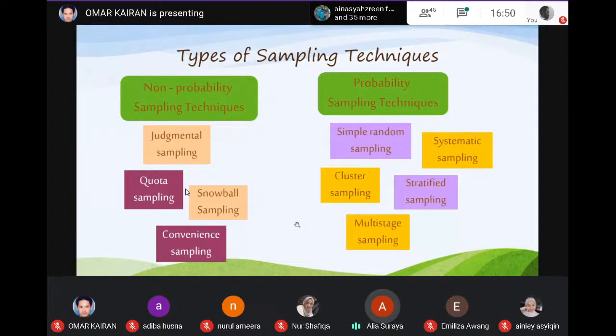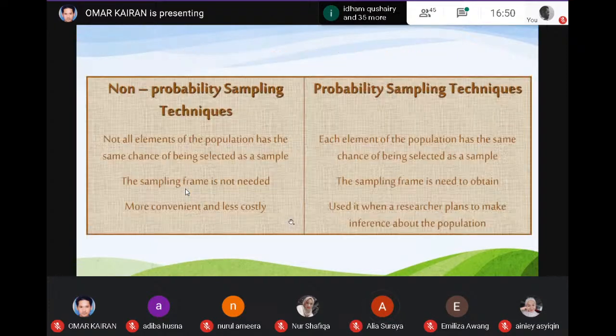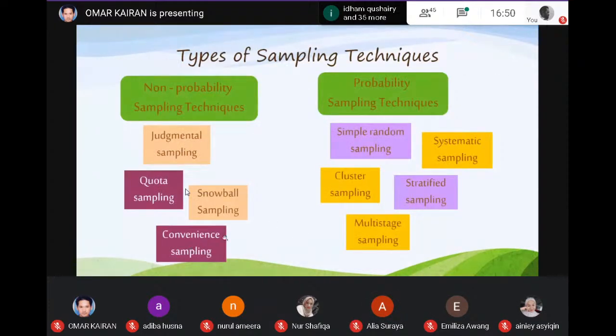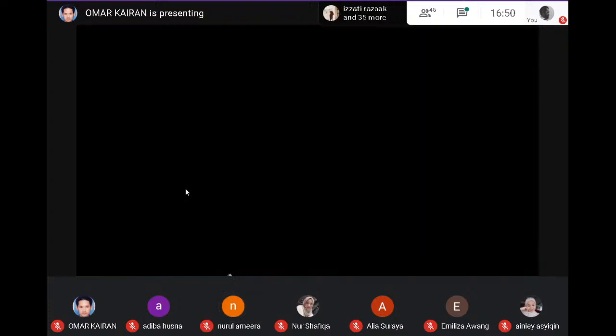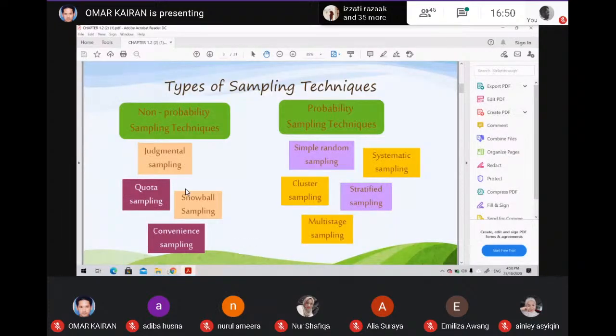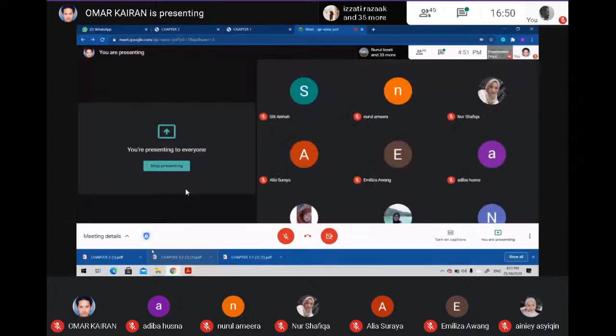Sir, tak dengar, sir. Boleh tulis ni kan? Okay.